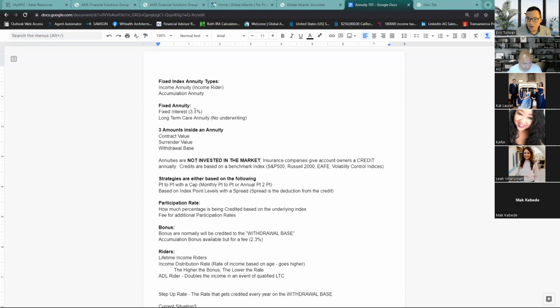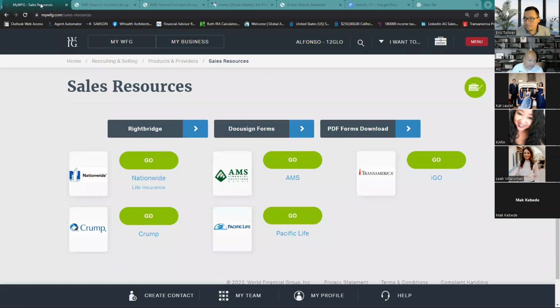So as I explain this, I'm gonna show you guys an example of what a fixed index annuity looks like, what an accumulation annuity looks like, what a fixed annuity is, and a long-term care annuity. Now, most annuities fall under here. Only Global Atlantic right now, from what I know, as far as our product line, has a long-term care annuity, and then has a fixed interest. So how do you find this?